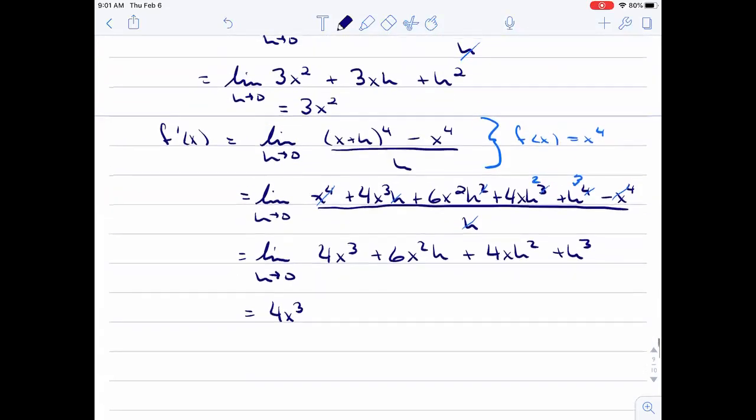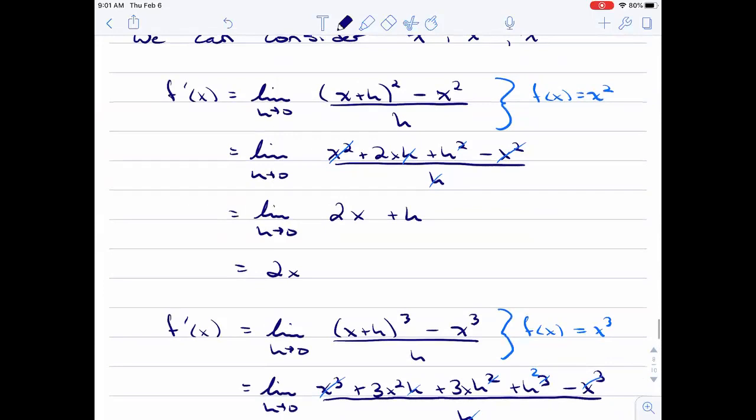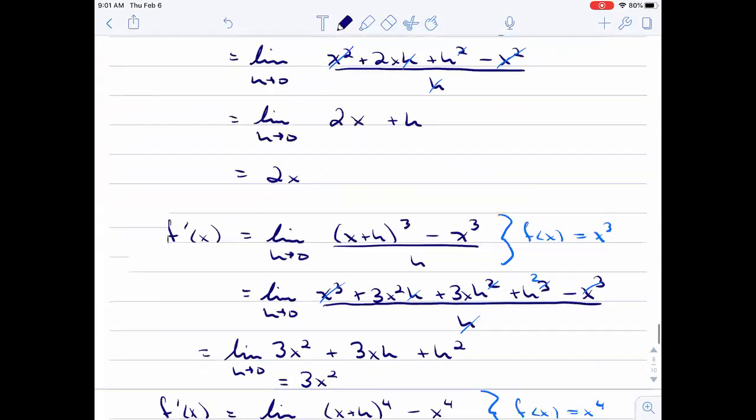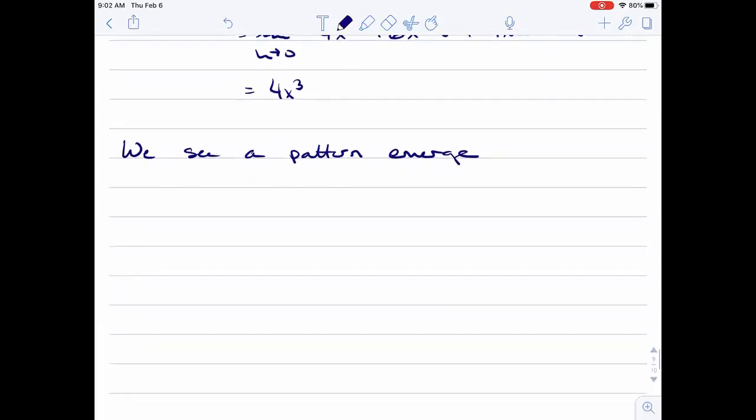If we have a look at the pattern, right, the derivative of x to the 4 is 4x to the 3. The derivative of x to the 3 is 3x squared. The derivative of x squared is 2x, right? And so what we can do is summarize this. So we see a pattern emerge. And this pattern extends to any real number n, right? So it doesn't have to be an integer like what we were dealing with. It's just easier to think about.